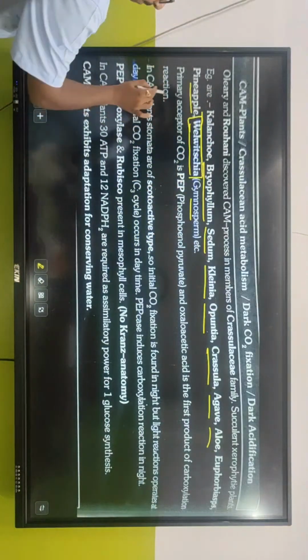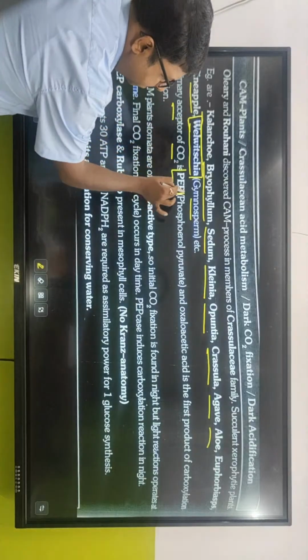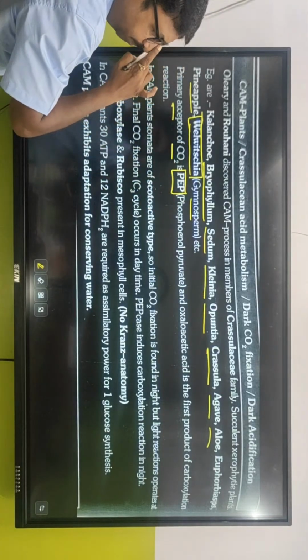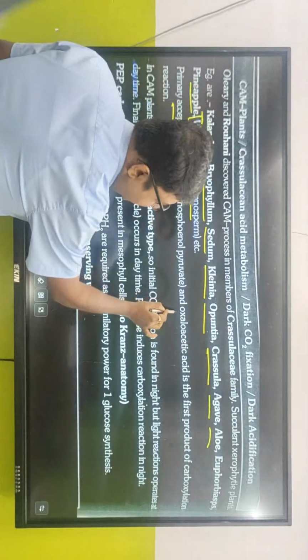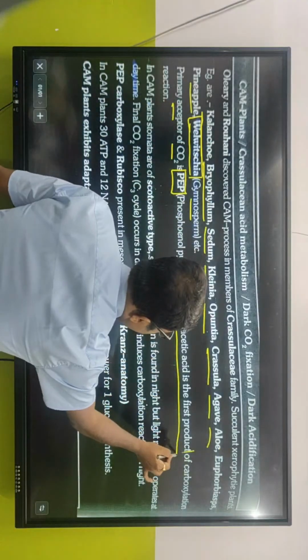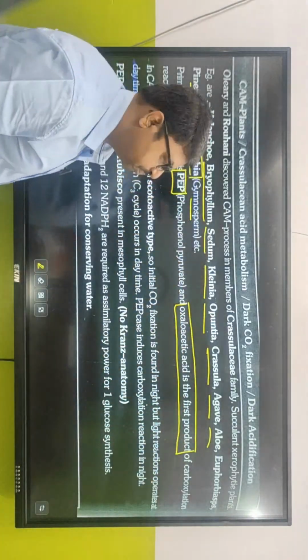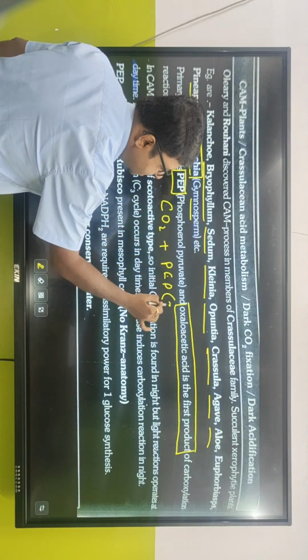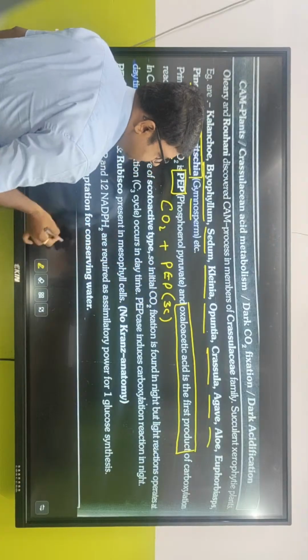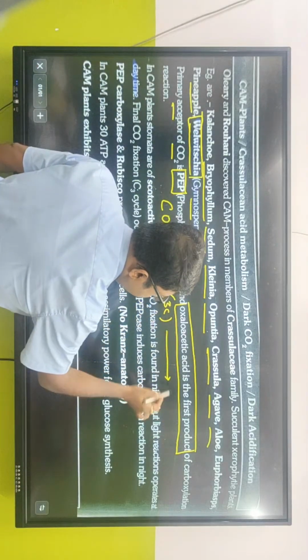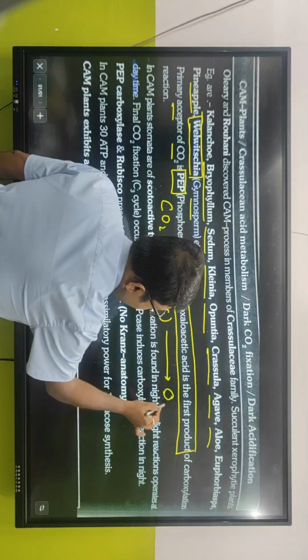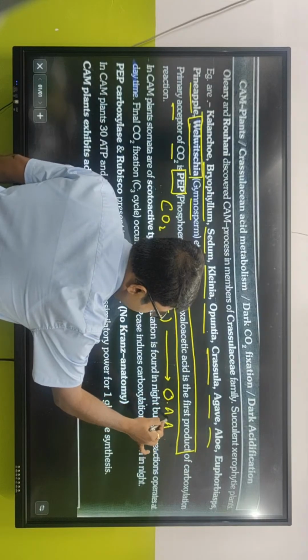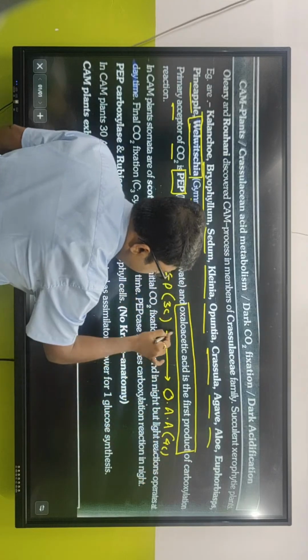Now, primary acceptor of carbon dioxide is PEP. এখানে carbon dioxide acceptor কে? Phosphoenol pyruvate. And oxaloacetic acid is the first product of carboxylation. So carbon dioxide binds with PEP, phosphoenol pyruvic acid. It's a 3-carbon compound and forms what? Forms oxaloacetic acid. Now you will tell me what is the enzyme? Enzyme name কি রে? PEPcase.